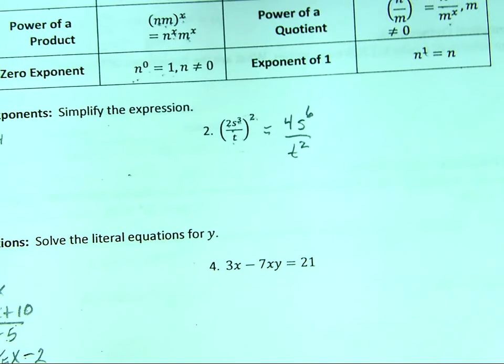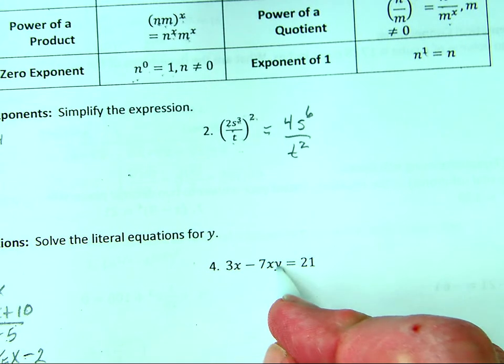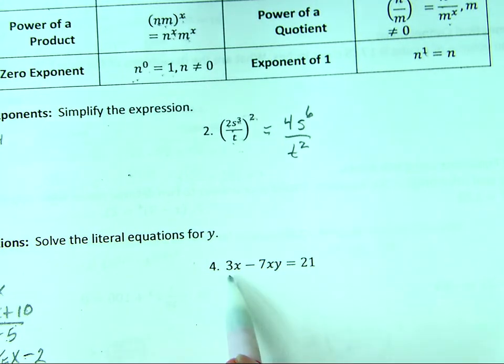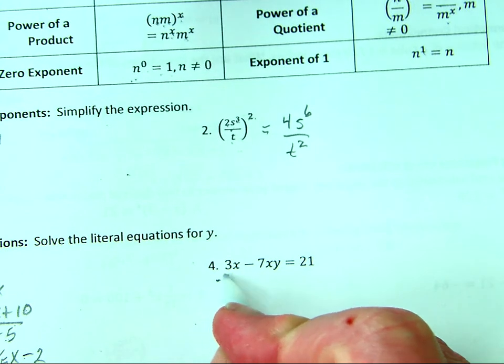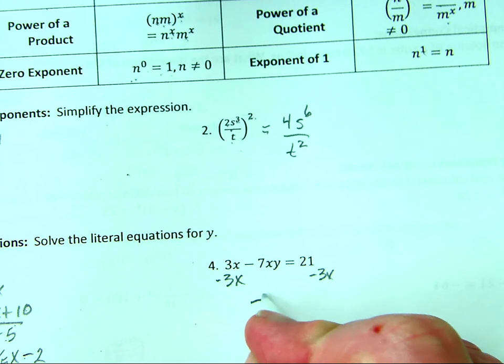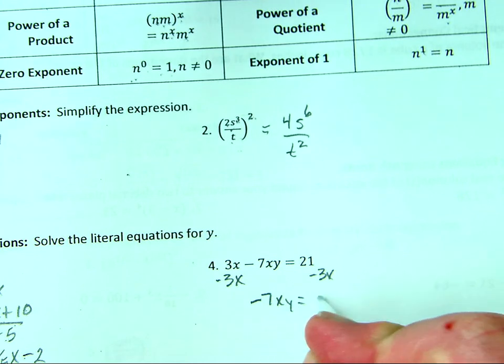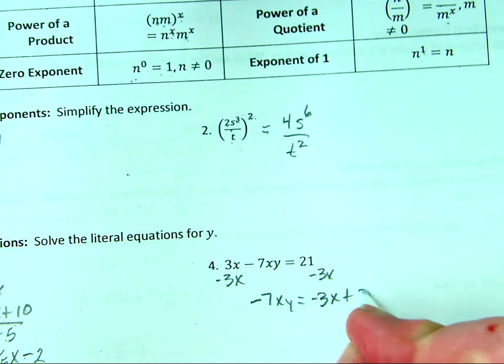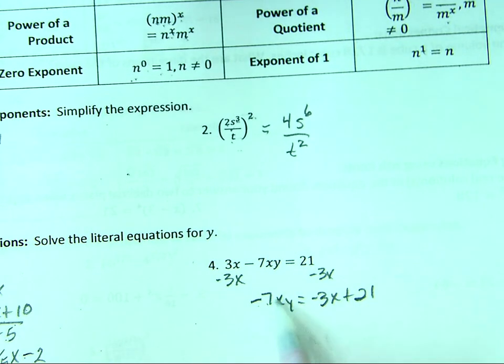Okay. This next one, same thing. We want to solve for y. Again, to get y by itself, we get rid of the outside stuff first. We need to get rid of 3x, so we're going to subtract 3x from both sides. So we have negative 7xy equals negative 3x plus 21. Now we need to get rid of the negative 7x, so we need to divide both sides by negative 7x.